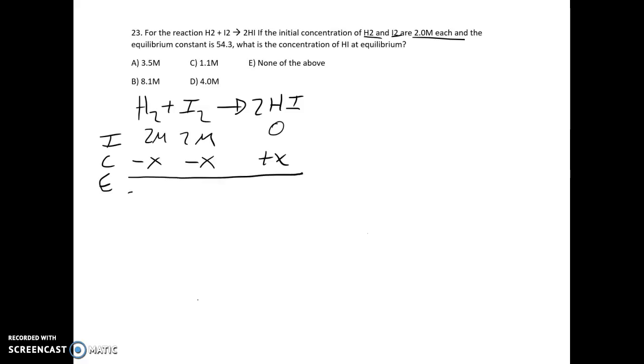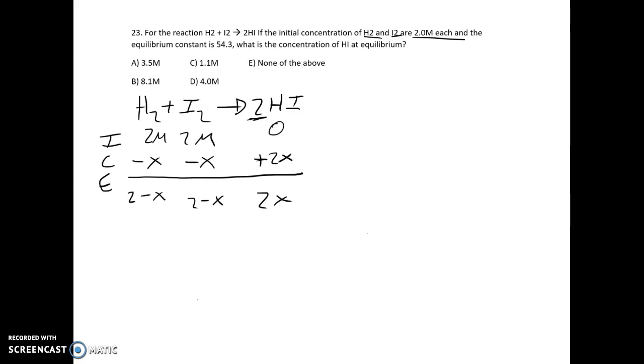So the molarity minus the unknown, 2 minus x, and then for this one, it is actually 2x, not just x, because of the stoichiometric 2 that they give us right here. Okay, 2x.